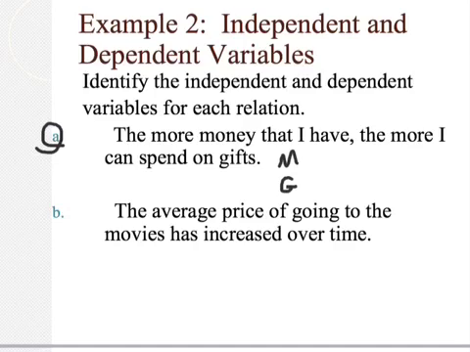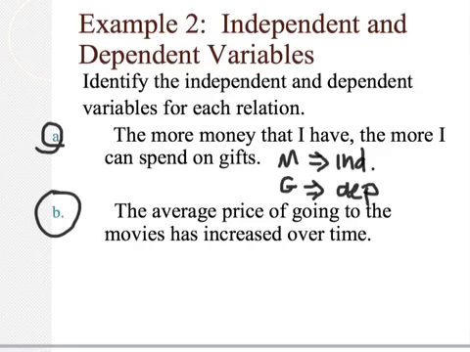Which one depends on the other? What do you think? Exactly. The more money you have is the independent variable, and it's independent. And the money that you spend on gifts is dependent, because that's the one that depends on the other. Let's try the next one.